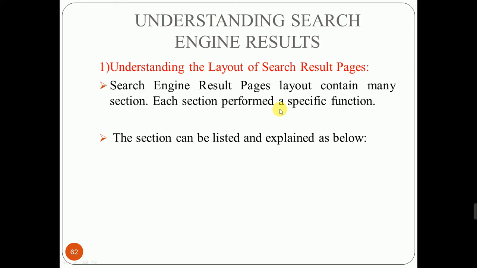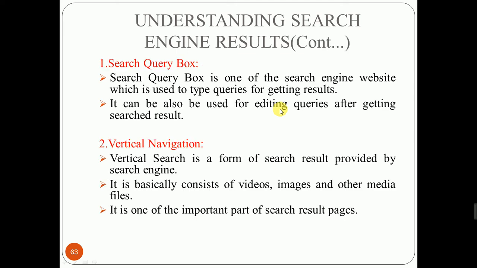Why 7 to 8? Because it depends on the search engine. Many search engines follow 7 sections, many search engines follow 8 sections, and they give the details like this. So these sections can be listed and explained as below. We can see each and every section. The first section is called the search query box.